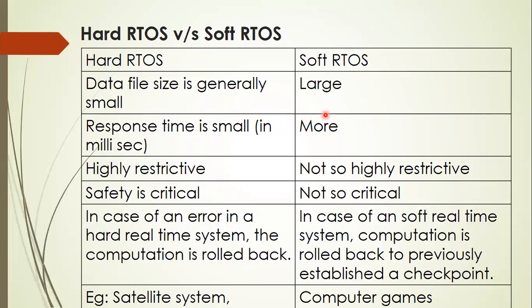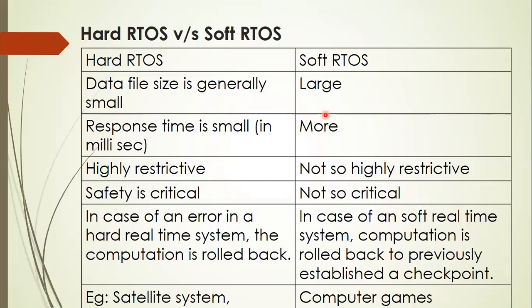The response time is very, very small in hard RTOS and a little bit more in soft RTOS. Highly restrictive: that means the deadline is very, very restricted. Not so highly restrictive in soft RTOS, because a slight delay is acceptable. Safety is very, very critical. That's the reason for satellite applications, not only launching is very important, the safety of your data is also very, very important. But safety is not given utmost importance in soft RTOS.